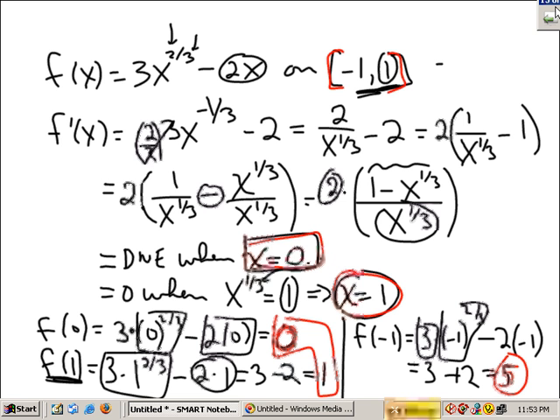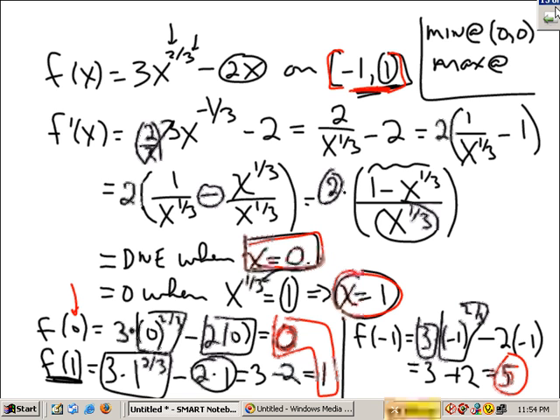But let's double check. We got 0 by plugging in x is 0. Since 0 is in between here, we have our min at 0, 0. x happened to also be 0, and y was 0. So in this corner up here, we'll put our answer. You have a min at the origin, 0, 0. And you have a max at x was -1 and y is 5.